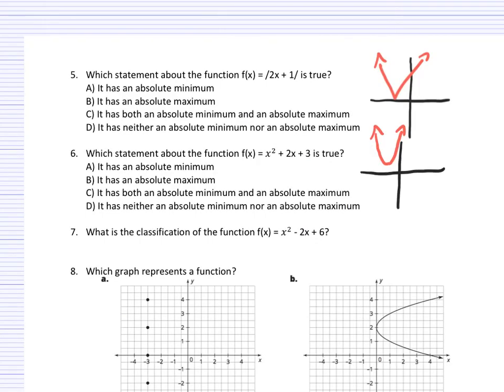For questions 5 and 6, you would simply graph these on your calculators, and I've included what the graph should look like over on the right-hand side. And we are trying to figure out which statement is true. Now, the top one is an absolute value equation, and since it has a bottom point, and I'm putting that in purple, we can say it does have an absolute minimum because it has a lowest point.